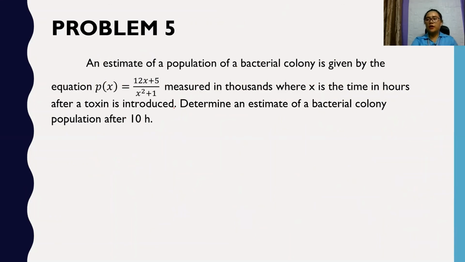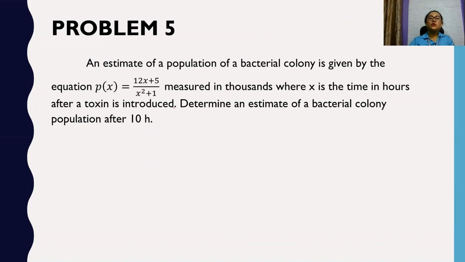So let's continue. Problem number 5. An estimate of a population of a bacterial colony is given by the equation P of x is equal to 12x plus 5 over x squared plus 1, measured in thousands, where x is the time in hours after a toxin is introduced. Determine an estimate of the bacterial population after 10 hours.